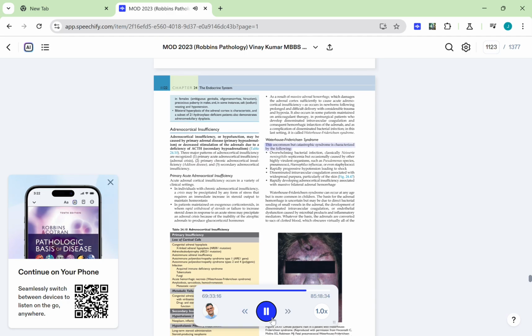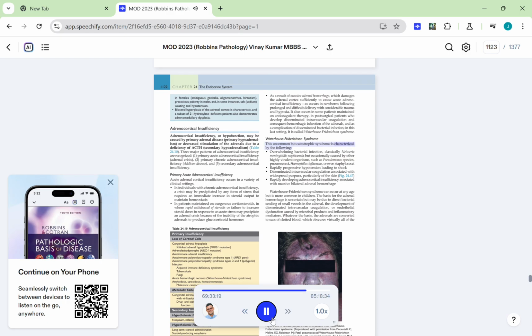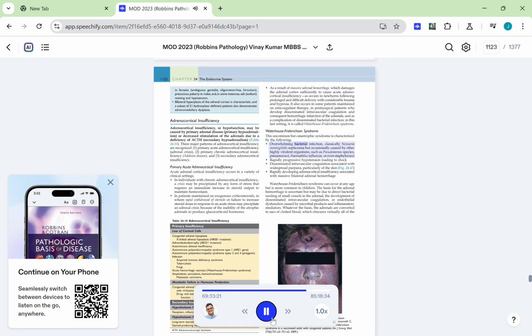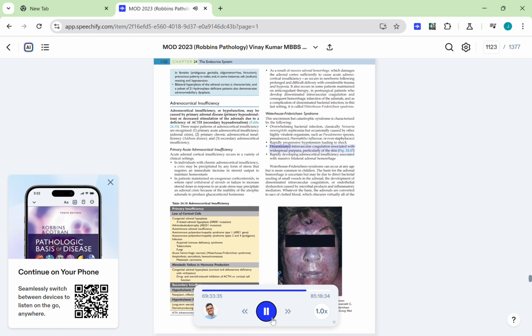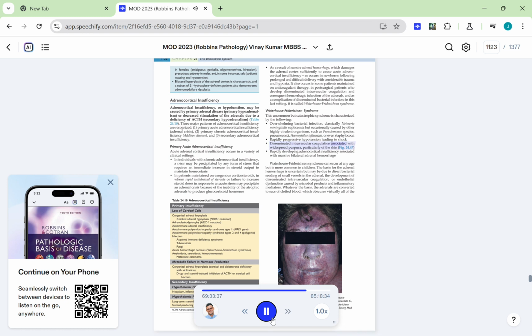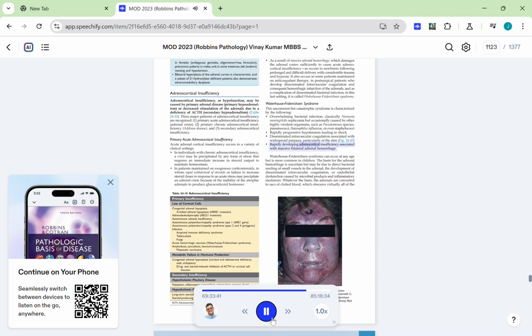Waterhouse-Friderichsen syndrome. This uncommon but catastrophic syndrome is characterized by the following: overwhelming bacterial infection, classically Neisseria meningitidis septicemia, but occasionally caused by other highly virulent organisms, such as Pseudomonas species, pneumococci, Haemophilus influenzae, or even Staphylococci. Rapidly progressive hypotension leading to shock. Disseminated intravascular coagulation associated with widespread purpura, particularly of the skin. Rapidly developing adrenocortical insufficiency associated with massive bilateral adrenal hemorrhage.